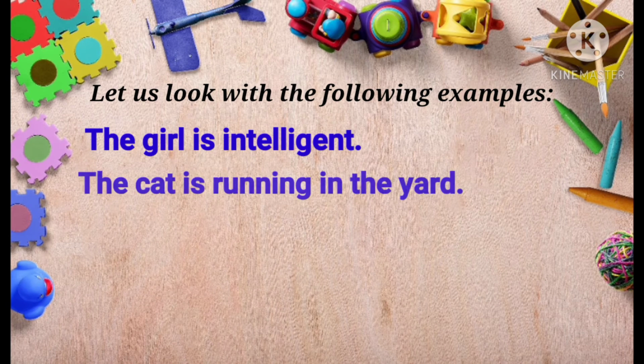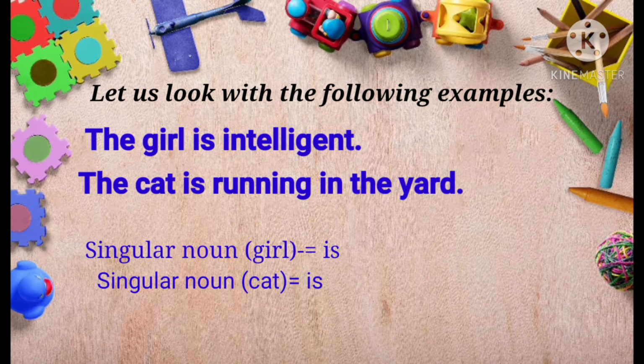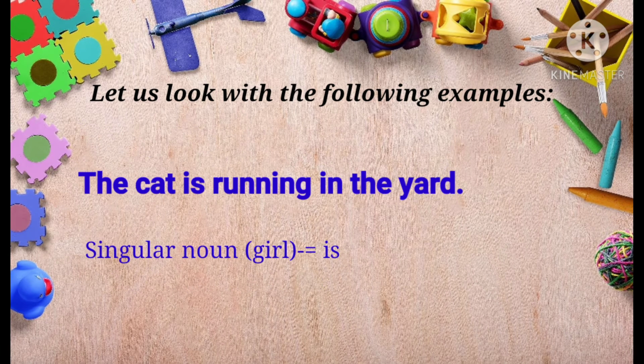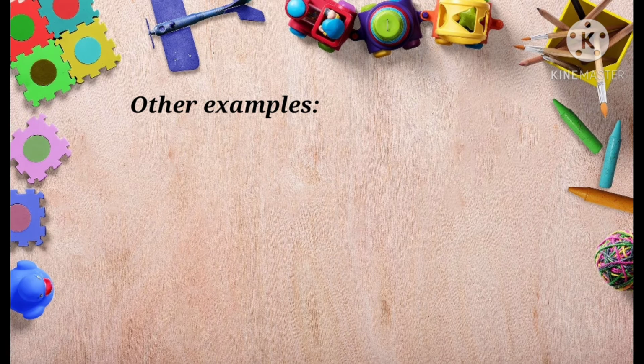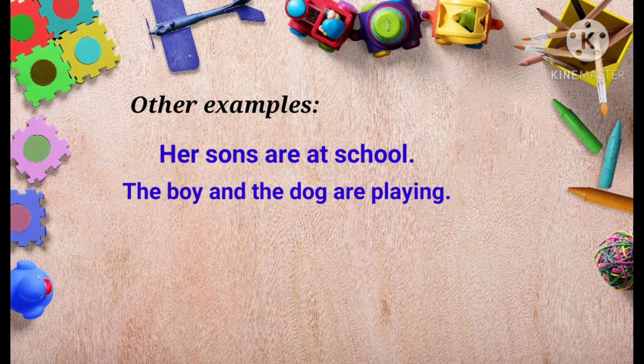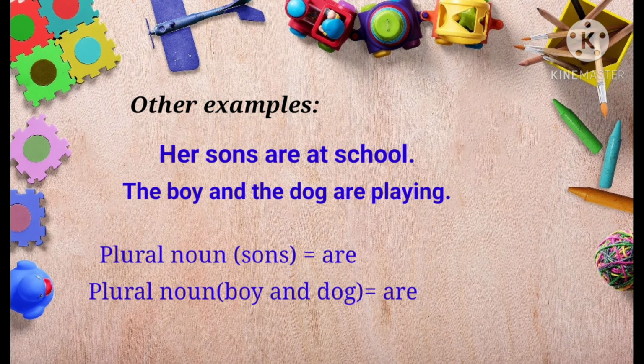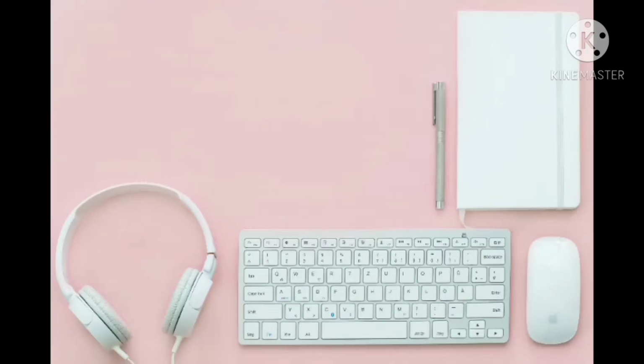First, the girl is intelligent. The cat is running in the yard. So far, everything is pretty obvious. When you have a singular noun, you need to use is. Other examples: her sons are at school. The boy and the dog are playing. When you have a plural noun or more than one singular noun, use are.